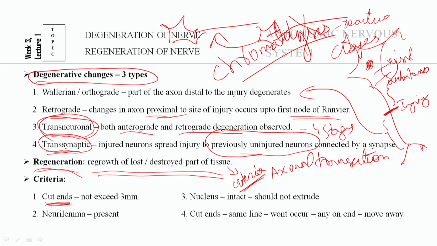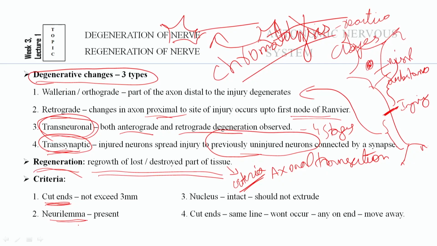Then the next important criteria is that the neurolemma must be present. What is the neurolemma? The neurolemma is the plasma membrane of the neurons. So this neurolemma must be present. Then the third important criteria is that the nucleus must be intact.